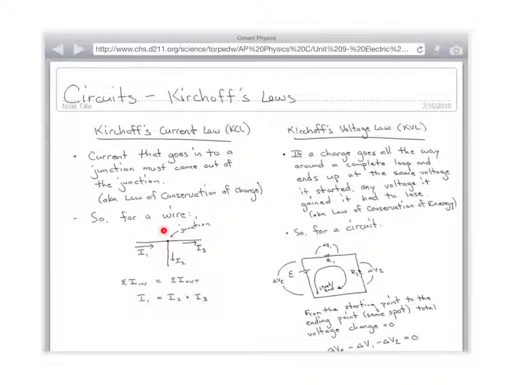Let's move on. All right, so Kirchoff's current law is merely a restatement of the law of conservation of charge, which is one of the 4 fundamental laws of the universe.